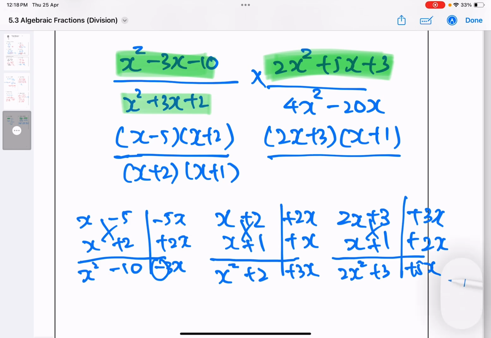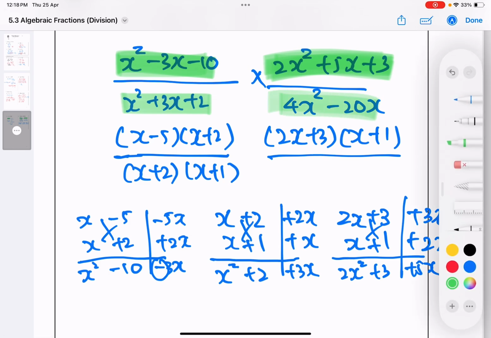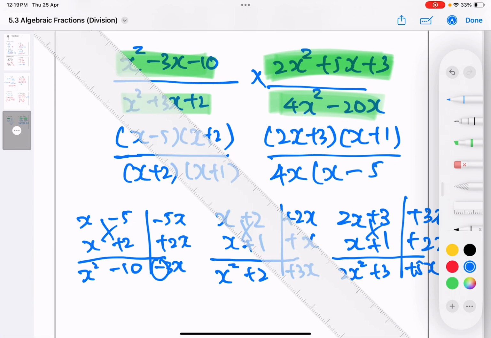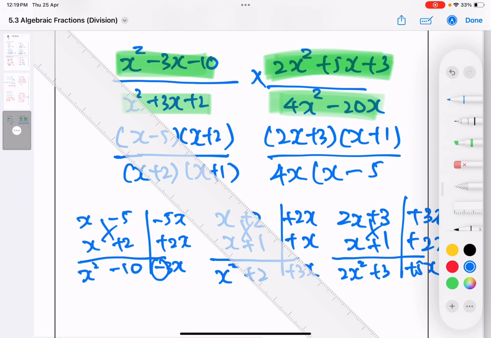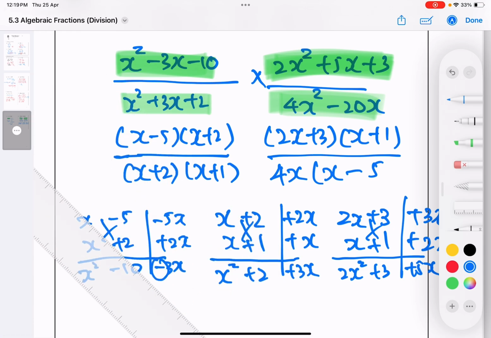Then how to factorize the bottom? Ask yourself, is there anything common that I can pull out? I can pull out 4. I can also pull out an x. If I do that, I'll be left with x minus 5.